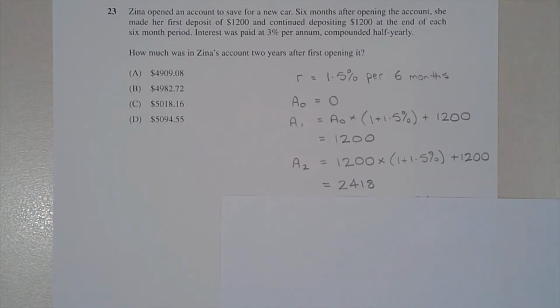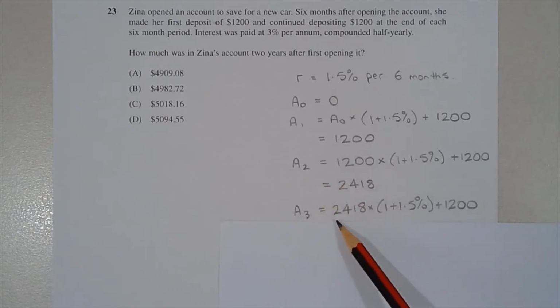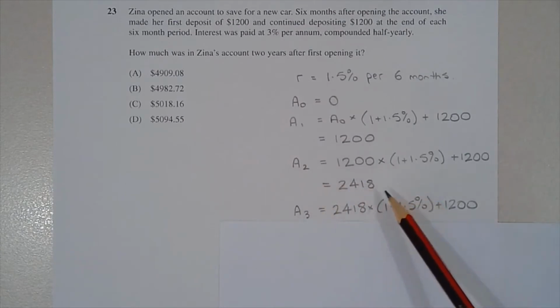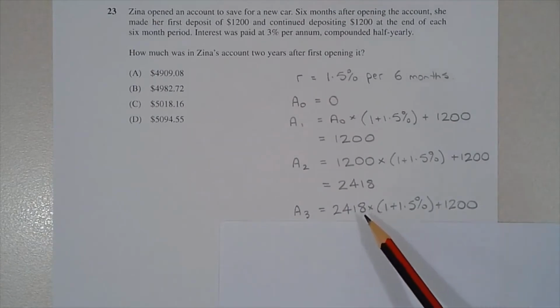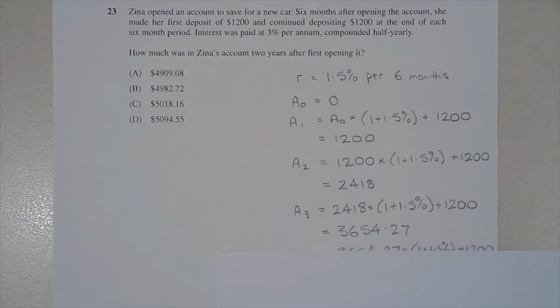Let's repeat this again. So at the end of 18 months, so the third compounding period, A3, we take whatever she has at the end of A2, so 2,418. We're going to increase that by 1.5%, so we're going to multiply 2,418 by 1 plus 1.5%. And then we're going to add on another $1,200 because she deposits another $1,200 at the end of that compounding period. And we get $3,654.27.